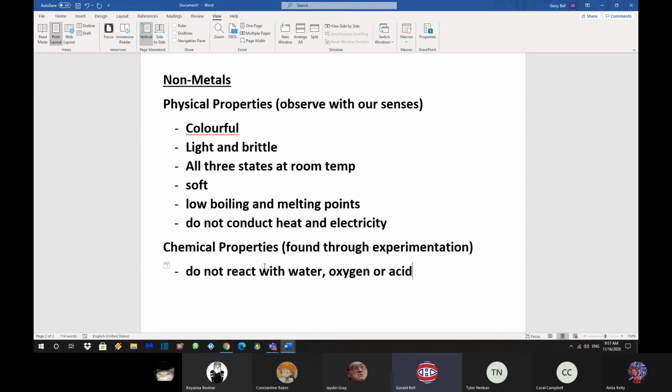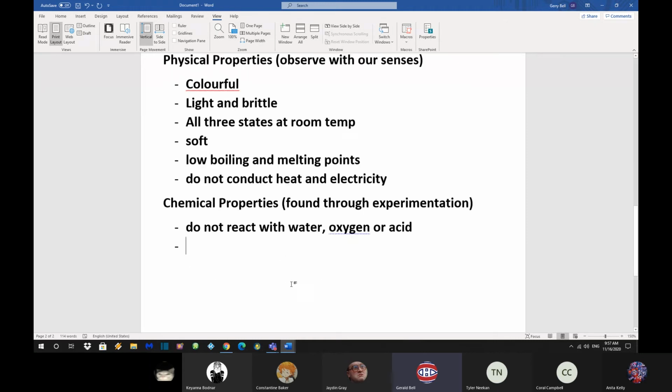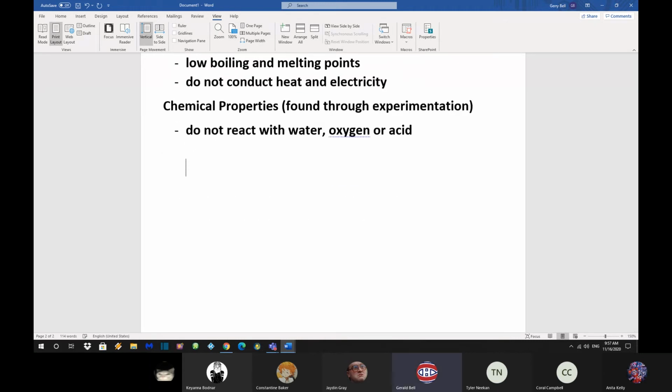So if you find a metalloid, maybe it's shiny, but it doesn't conduct heat or electricity. Or maybe it's dull, but it does conduct heat or electricity. So it's all kind of specific to the metalloid. So let's say this for metalloids here. Let's wrap this up.